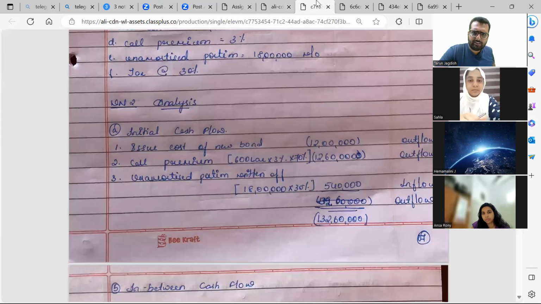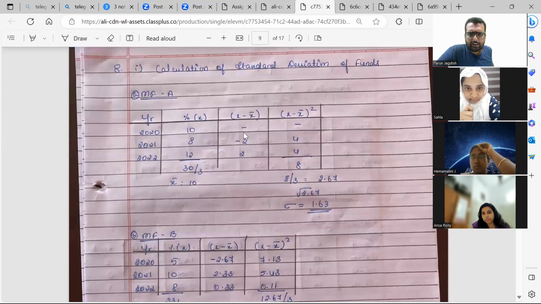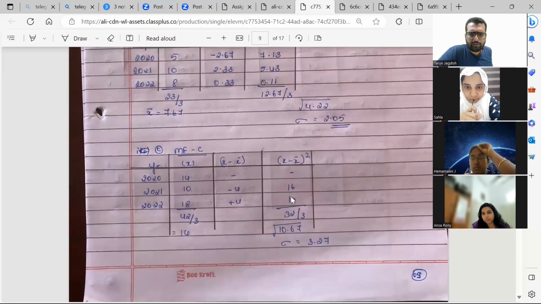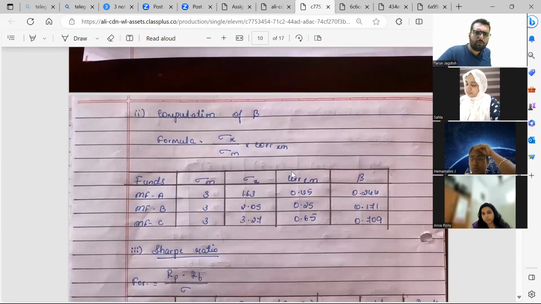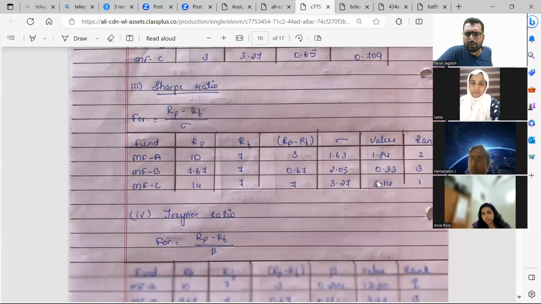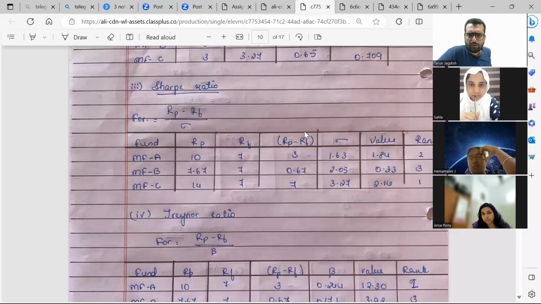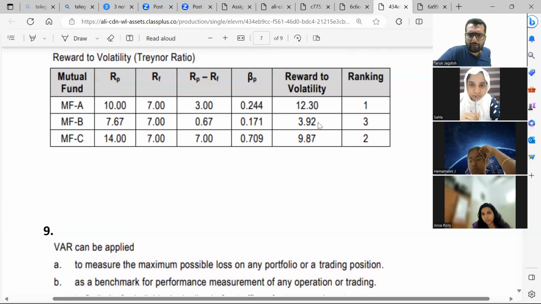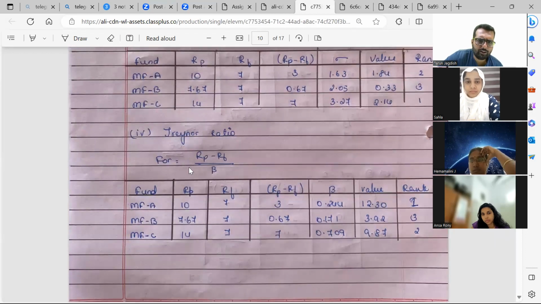In the meanwhile, I'll just check Bhavya's answer. Standard deviation, you have taken here: 1.63, 2.05, 3.27. So you got 1.84, 0.33, 2.14. That's correct. Other one is 12.3, 3.92, 9.87. Excellent, Bhavya. You will get full marks for this. You can put full marks. You have written the formula also.